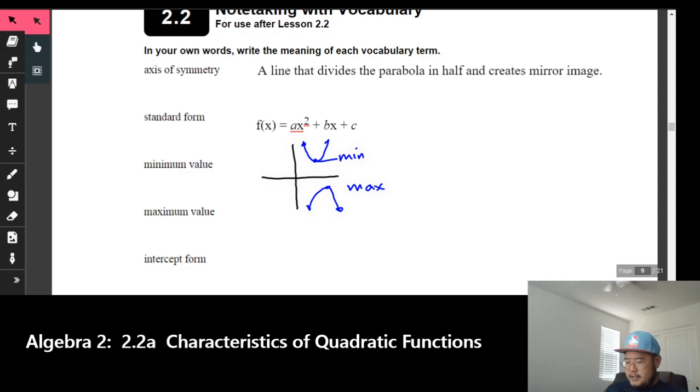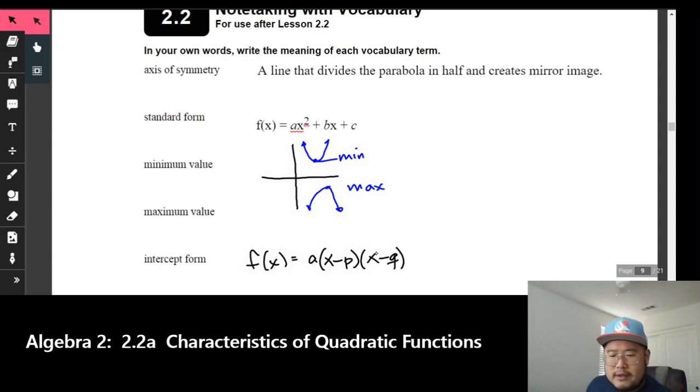We'll take a look at intercept form in day 2. But just to put things down, it is f of x is equal to a, and then we have parentheses x minus p, parentheses x minus q. But we'll go into more detail of intercept form in 2.2b.